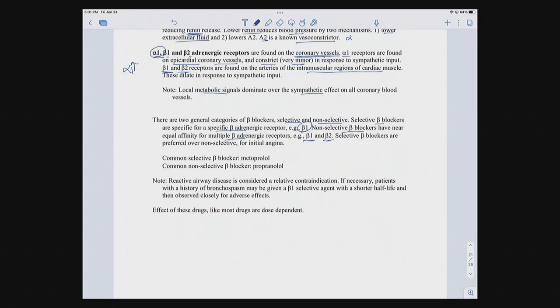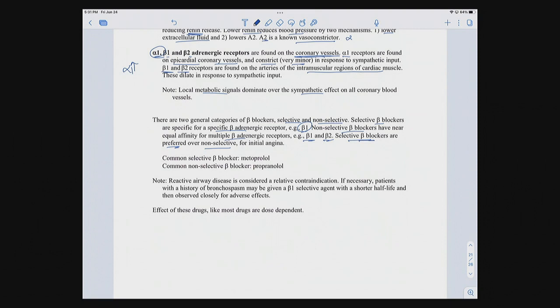So if we're talking about your patient now starting to have angina, typically if you want to go with beta blocker therapy, you would probably start them on, you would prefer the selective beta blocker over the non-selective beta blocker to initially treat their angina.